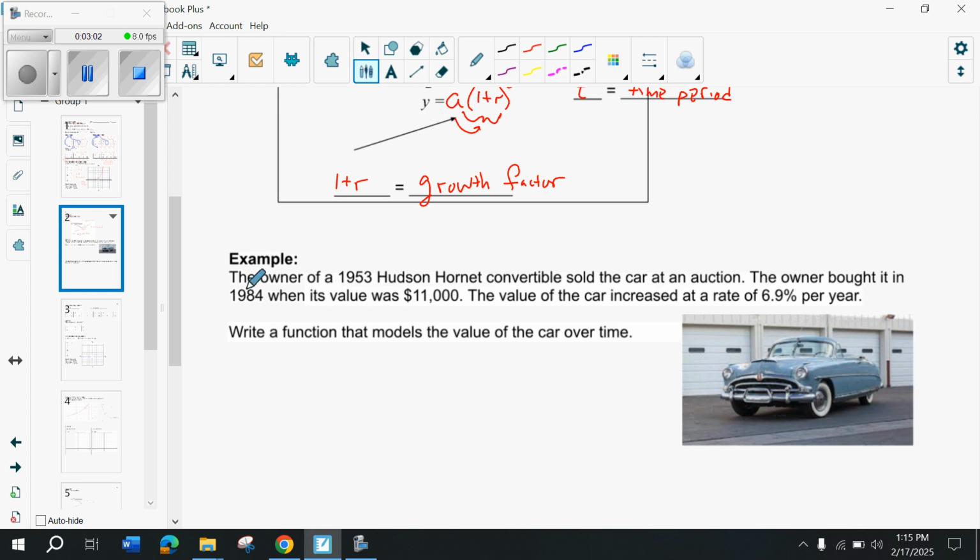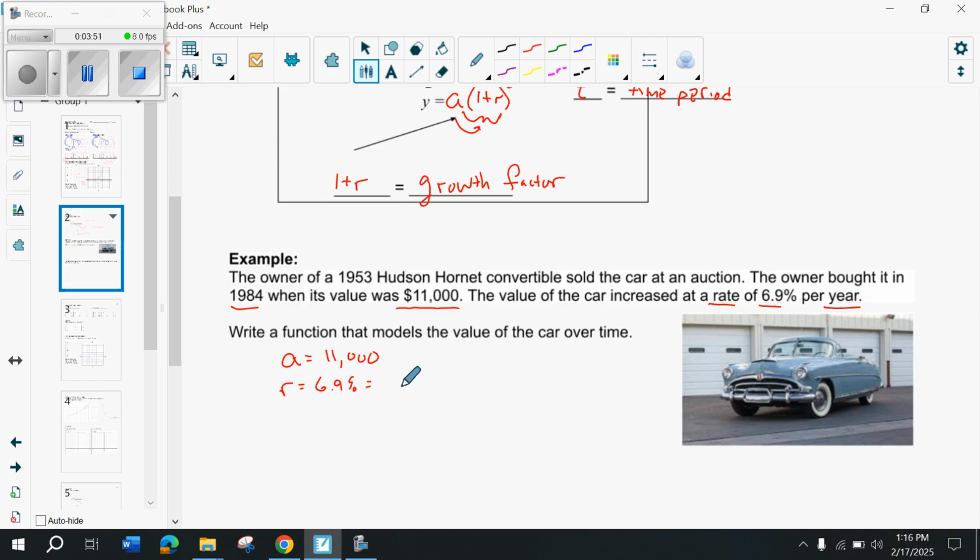It says the owner bought it in 1984 when its value was $11,000. The value of the car increased by a rate of 6.9% per year. All right, so we have all of this information, and we're going to have to apply it to this exponential growth model. So let's figure out the pieces that we have. First off, we know that in 1984, it cost $11,000. So our initial value is $11,000, because that's what it's starting at that year. It says it increased at a rate of 6.9%, so our rate is going to be 6.9%.